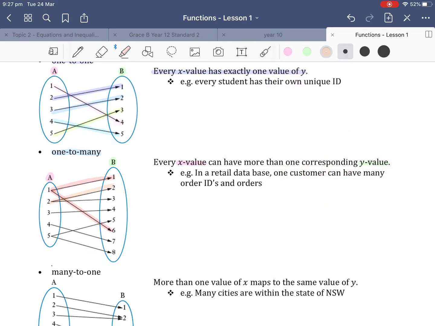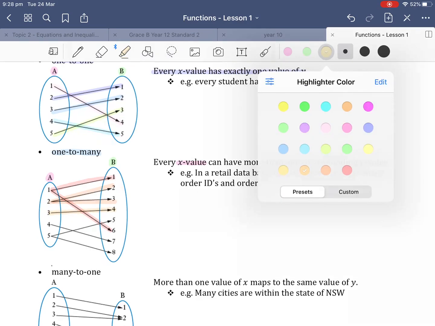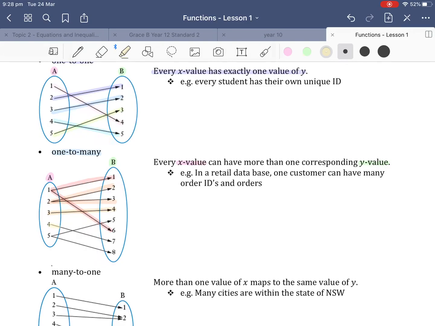Then our x value of 2 has 2 y values as well, 2 and 3. Our x value of 3 has only one y value of 4. Our x value of 4 only has one y value of 7.